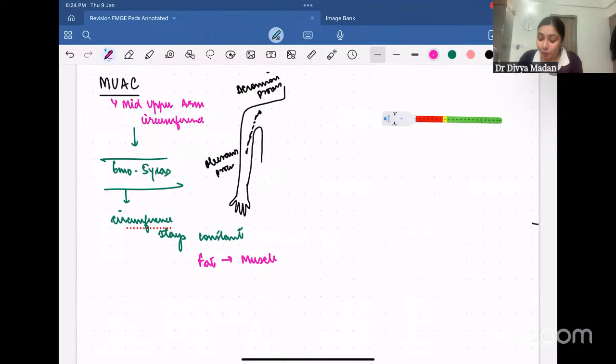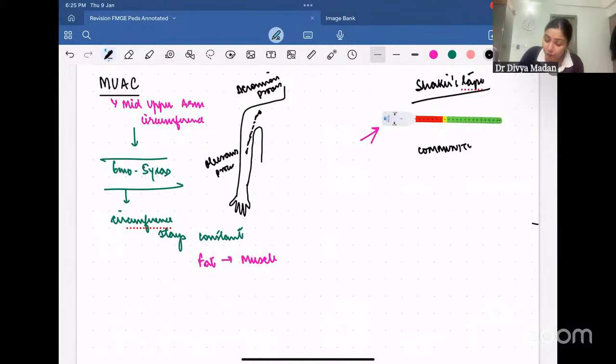We have this beautiful, colorful tape over here. What is this tape called? Can anyone tell me what this tape is? A very important question for your exam. A colorful tape with three colors: red, yellow, green. What is this tape and where is it used? Yes, this is nothing but Shakir's tape. Where do we use this Shakir's tape? We use this Shakir's tape for community screening purposes.